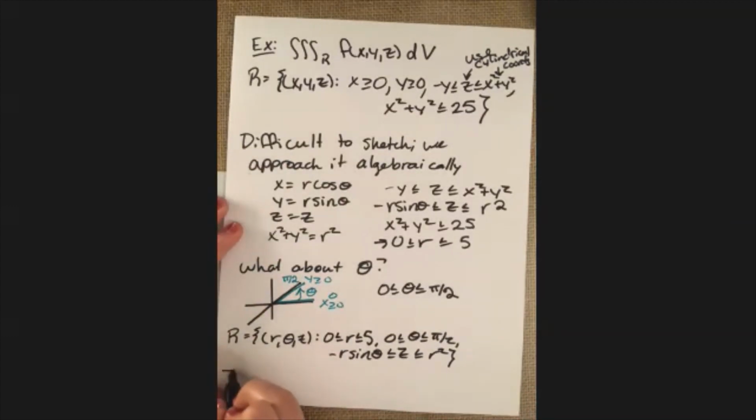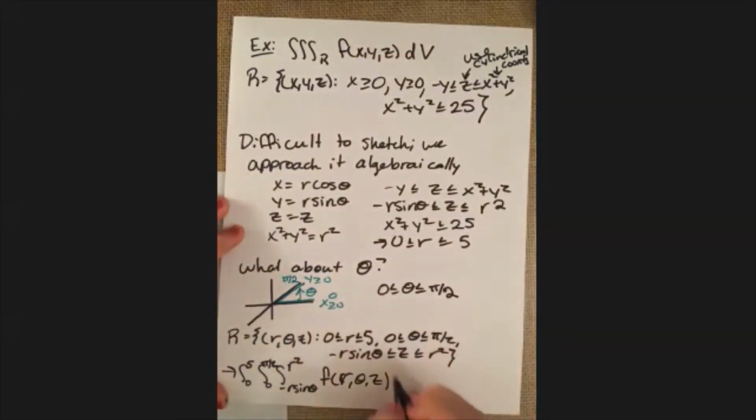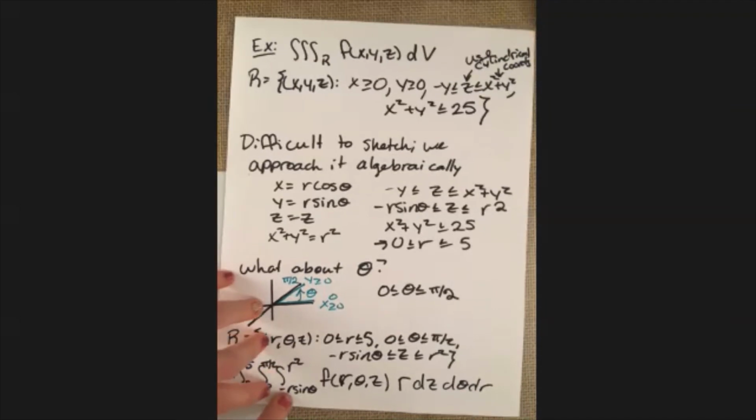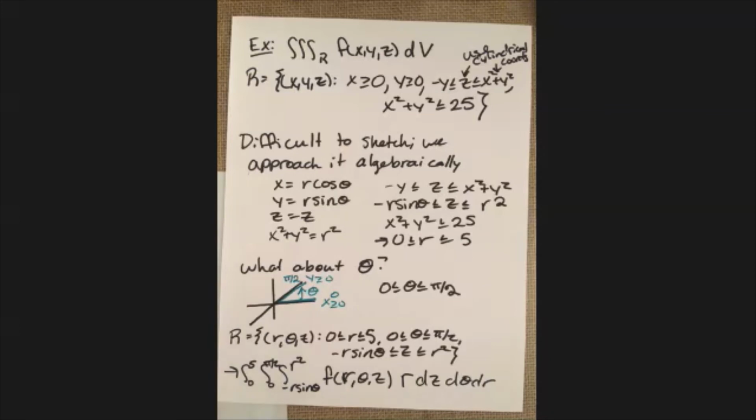Which means that my new integral is going to be from 0 to 5, 0 to pi over 2, and then negative r sine of theta to r squared of whatever my converted function is. So swap everything over to r, theta, and z for whatever's inside of here. And then we multiply by r, and then we integrate with respect to z first, and then d theta dr. It is very, very important that you make sure that this r squared and r sine theta is on the inside here, because otherwise they won't be gone completely by the time you finish integrating.